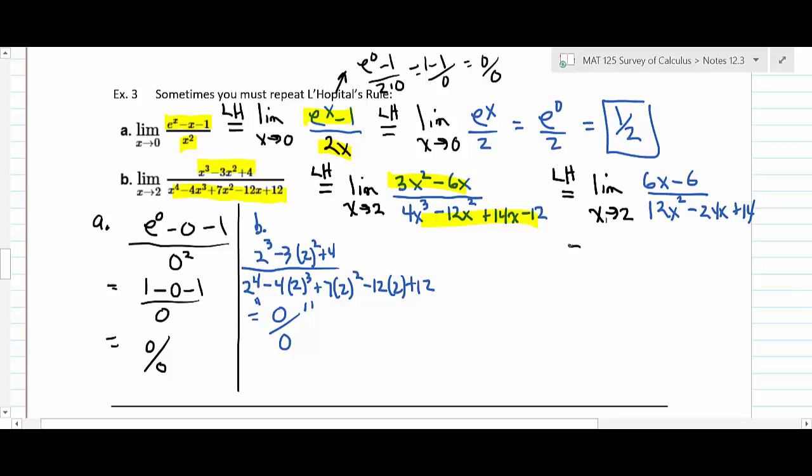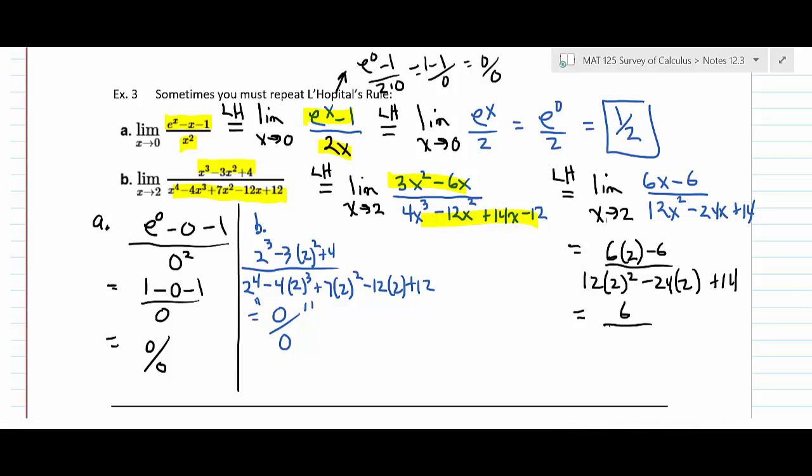Okay, so let's go ahead and plug in. So we have 6 times 2 minus 6, and then 12 times 2 to the 2nd, minus 24 times 2 plus 14. The numerator on this one is going to be equal to 12 minus 6, or 6. I'll just use my calculator on the bottom here, so it looks like 12 times 4, minus 24 times 2, plus 14 is 14. And then that fraction you can divide by 2, so you get 3 over 7 is the value of that limit.